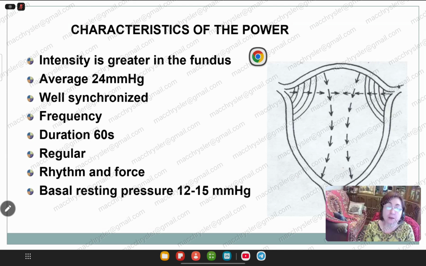Another parameter is the frequency and duration of each contraction.